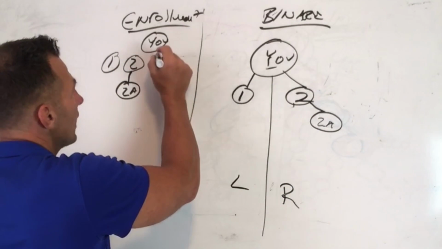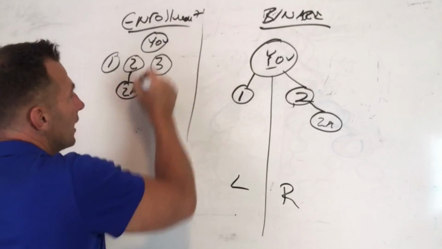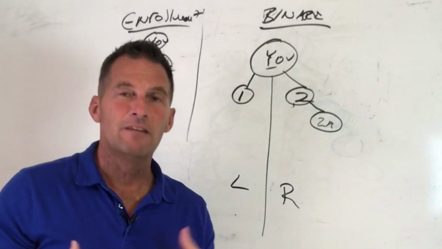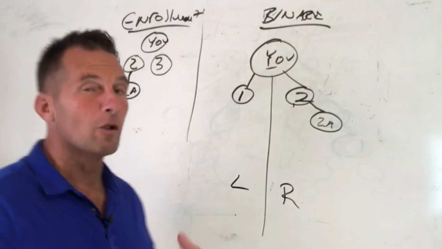Now let's say you end up enrolling a third person. Now here's where binaries get kind of exciting, is they have a thing in them called spill.